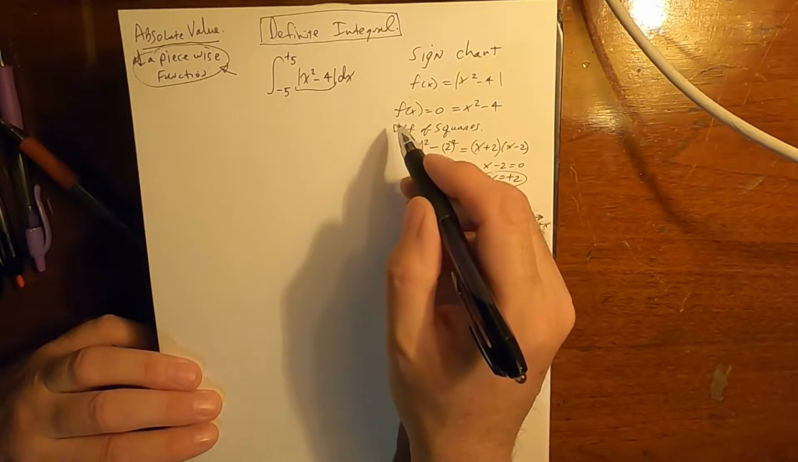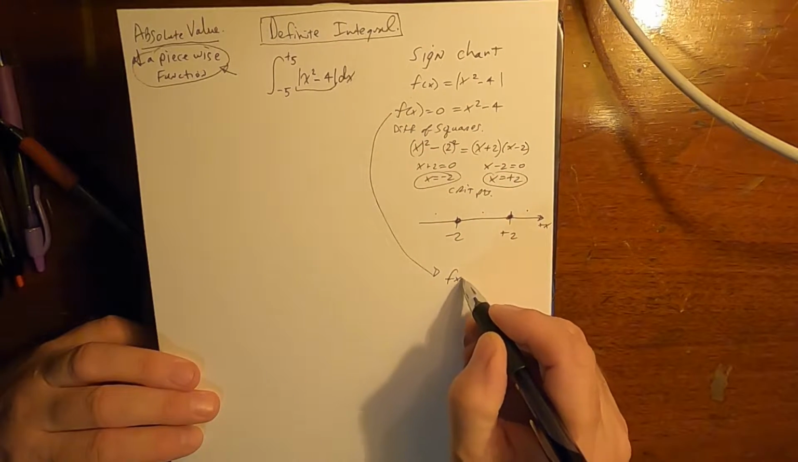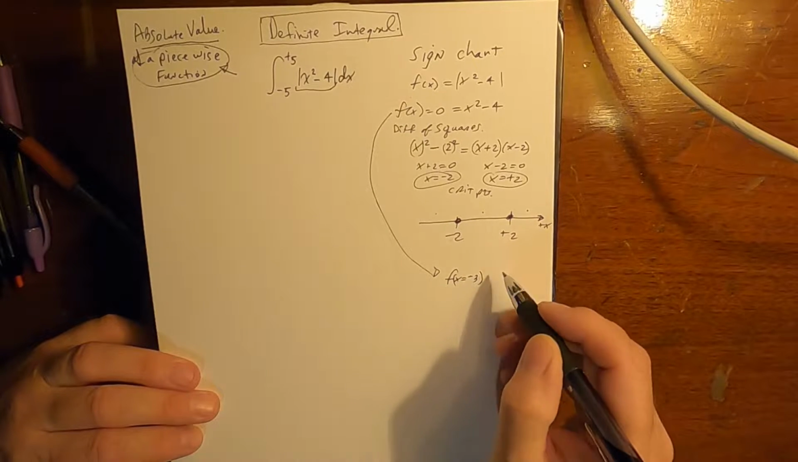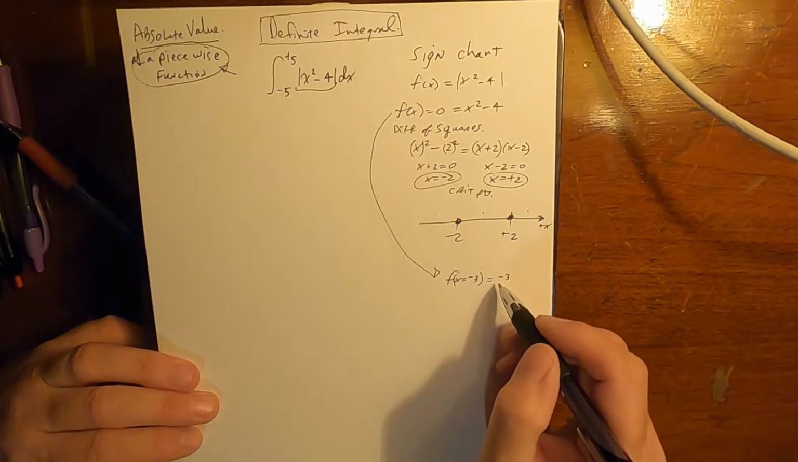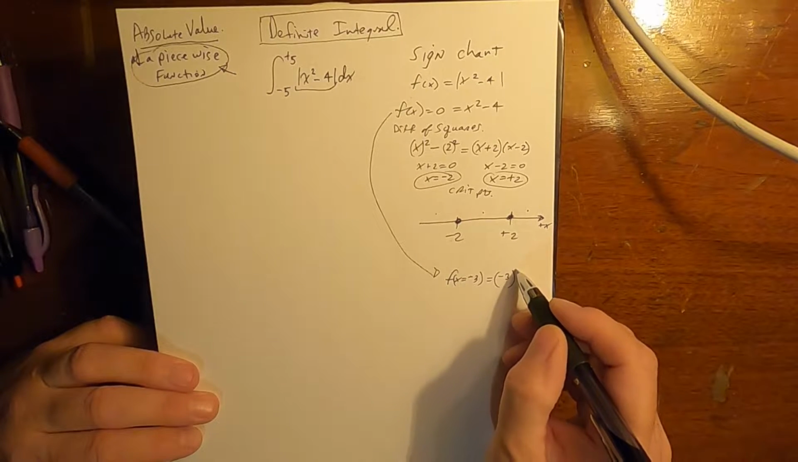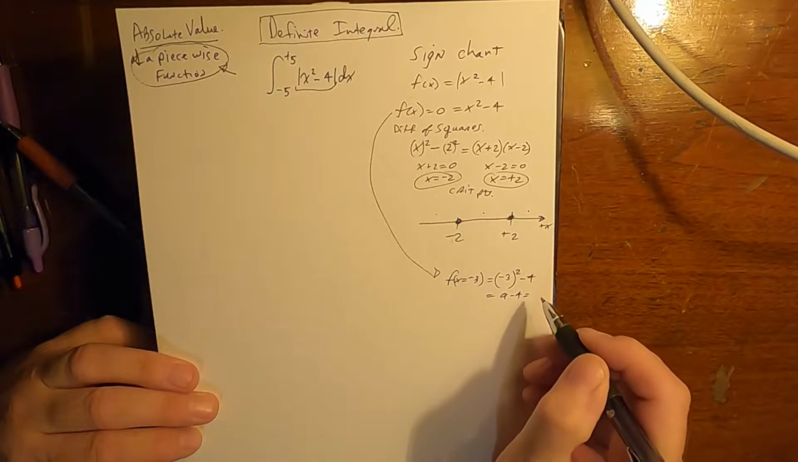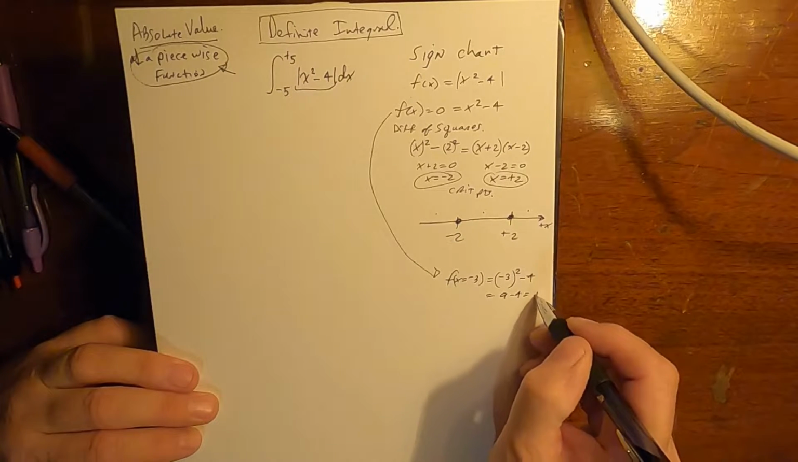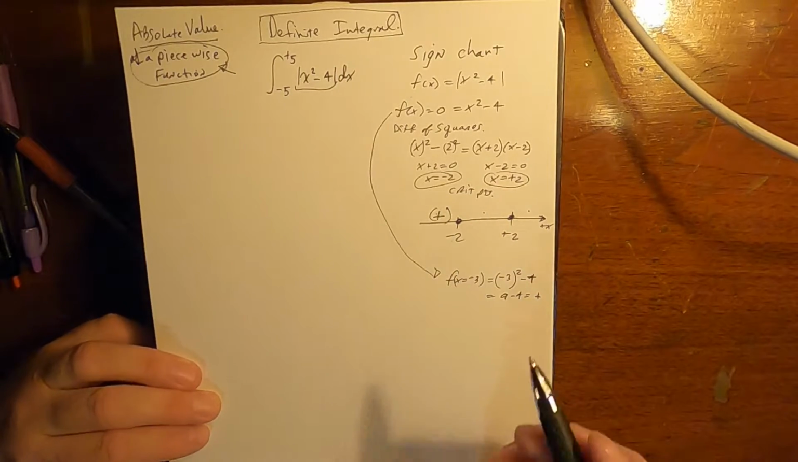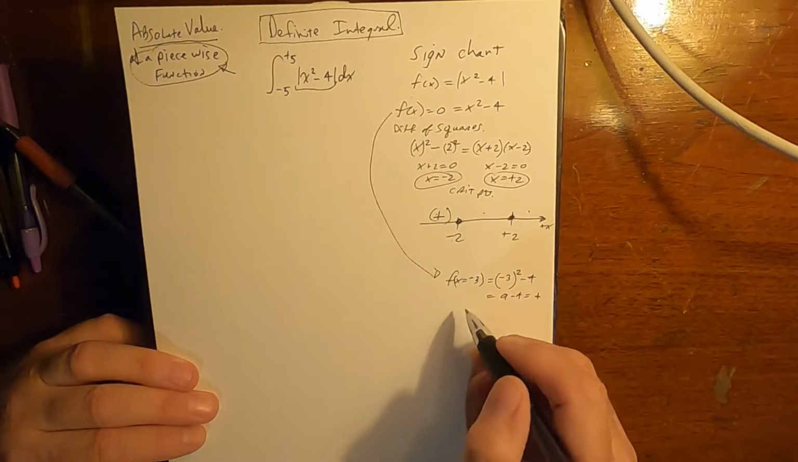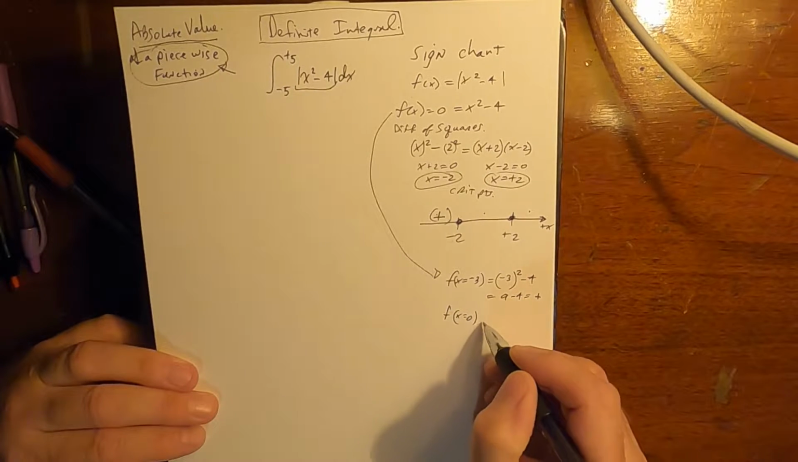So f at x equals minus 3, I would get minus 3 squared minus 4, and that would be 9 minus 4, which really, what we're after is that it's positive. So over in here, we would get a plus value. Somewhere in between these, we would then probably just use 0. So we use x equals 0.